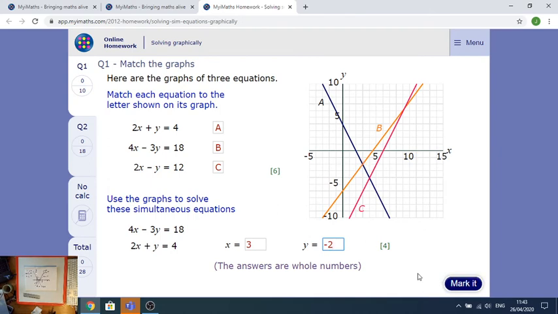In fact, before I click mark it, I can check that, because I can stick those numbers into each equation and see if we get what we are supposed to get. So the first one, 4x, that would be 4 times 3 is 12, and then minus 3y, that would be minus 6. 12 minus 6 is 18. And then 2x plus y, that would be 6 add minus 2, and that does make 4. So that should all check out. Let's mark it. 10 out of 10. Lovely.